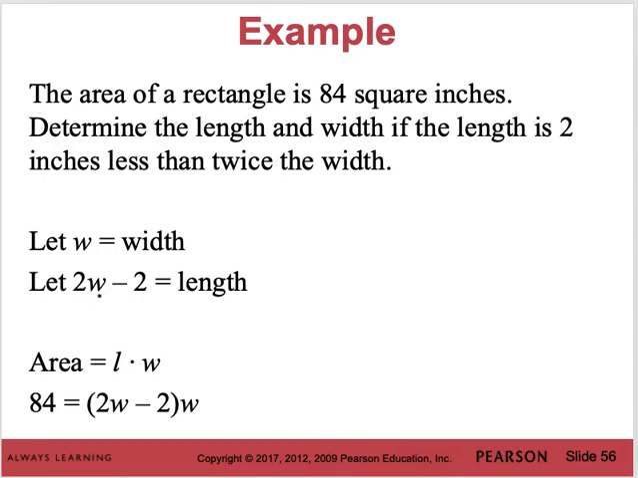Let 2 times W minus 2, because it's 2 inches less, subtracting, than twice the width. So 2 times the width minus 2 equals the length. So our formula for area would be length times width. If our area is 84, we're going to replace that length, L, with our expression 2W minus 2, and then multiply that by our width.